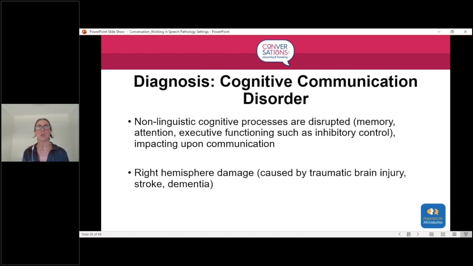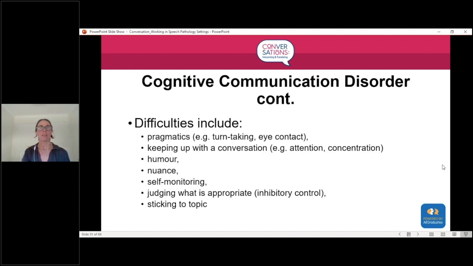Attention, you know, if someone's talking and you just can't keep focused on what someone's saying, that's going to hinder communication. And often these kinds of disorders are seen in patients who have had an injury to the right hemisphere of the brain, because that's where these cognitive processes are centred. So someone who's had a traumatic brain injury or a right-sided stroke, someone who has dementia, may suffer from cognitive communication disorder. So these are the kinds of difficulties and behaviours that you might see in someone with such a disorder. They have difficulty with the pragmatics or the social aspect of communication.